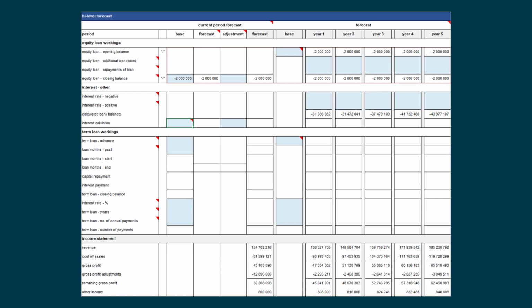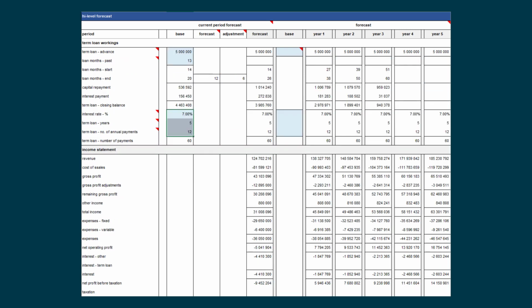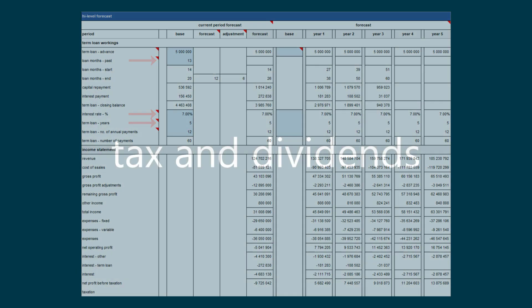I know it seems a bit out of order, but we need to enter the interest value and the interest rate at this point. Now let's include any term loan. Notice that we needed to include the value indicating the number of months the loan has been operational, together with the interest rate and the term period.